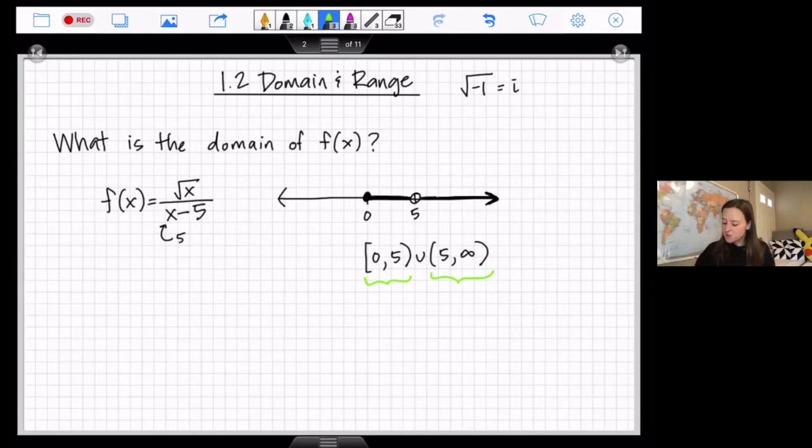And then you've got this U here in the middle. That U stands for union. That means that both of those intervals are part of my answer. So we kind of marry them together with a union symbol.